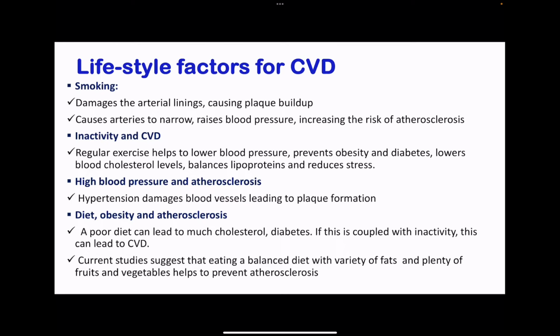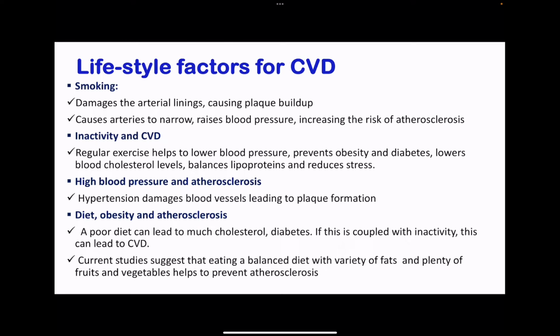There is another lifestyle factor, inactivity, lack of exercise. So if you have regular exercise, this can help you lower the blood pressure, and it can prevent obesity as well as diabetes, because you're going to be using up the excess energy and it's not going to be stored as fat. So this is going to lower the blood cholesterol levels and balance lipoproteins as well as reduce stress.